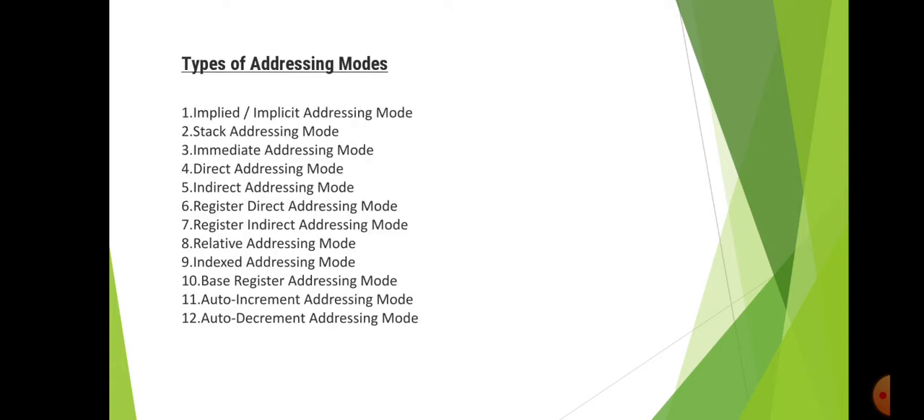Next, we'll see the types of addressing modes: implied or implicit addressing mode, stack addressing mode, immediate addressing mode, direct addressing mode, indirect addressing mode, register direct addressing mode, register indirect addressing mode, relative addressing mode, indexed addressing mode, base register addressing mode, auto increment and auto decrement addressing mode.